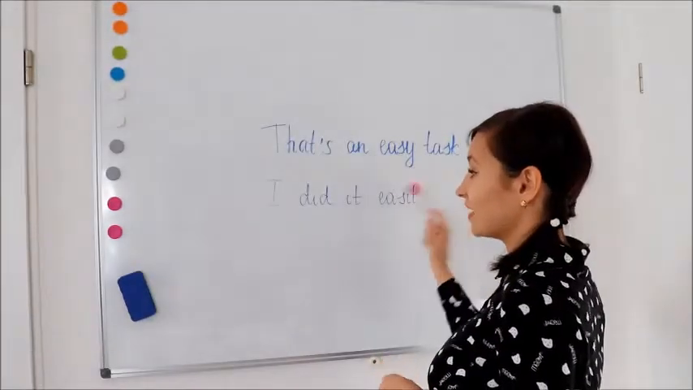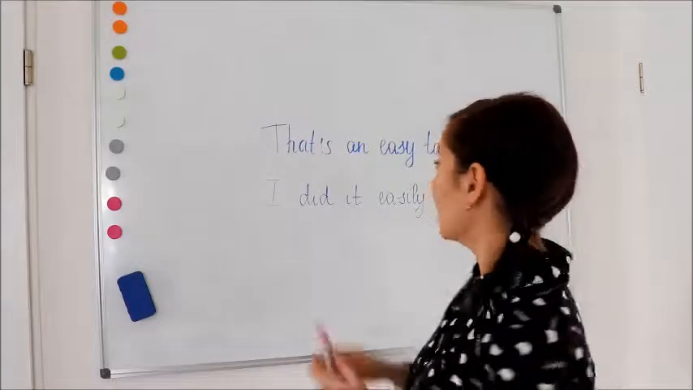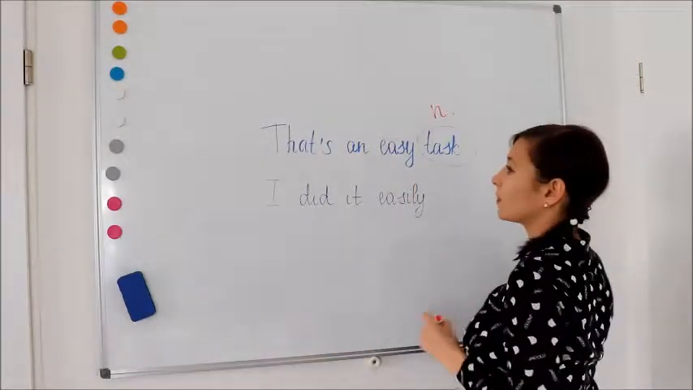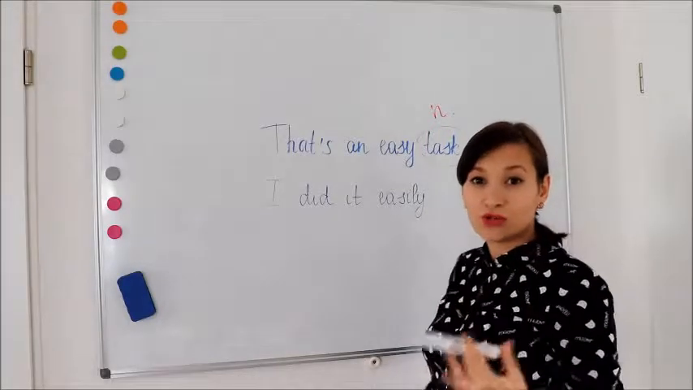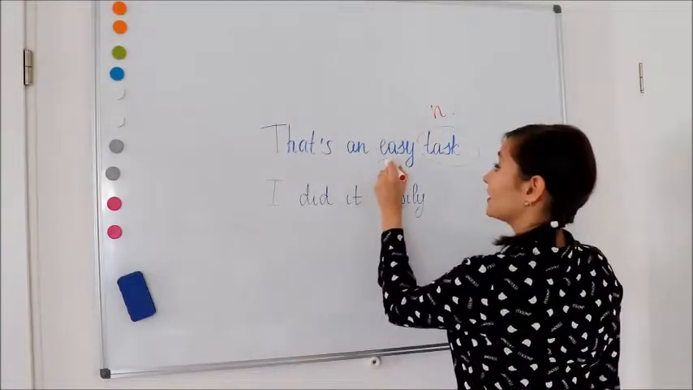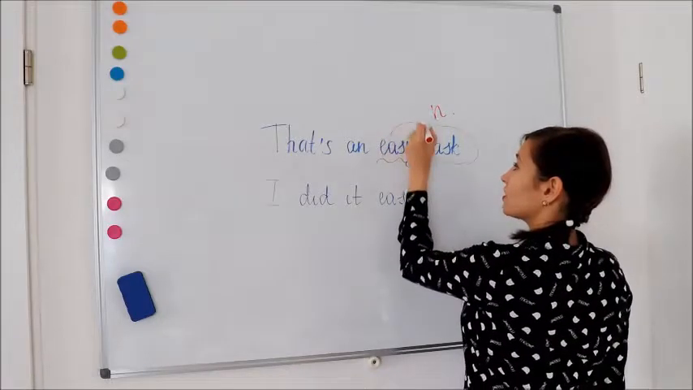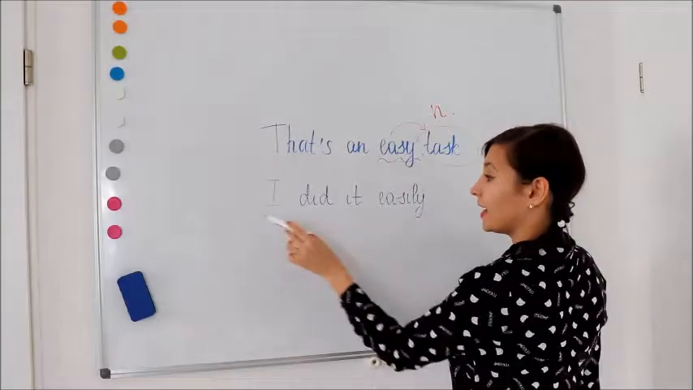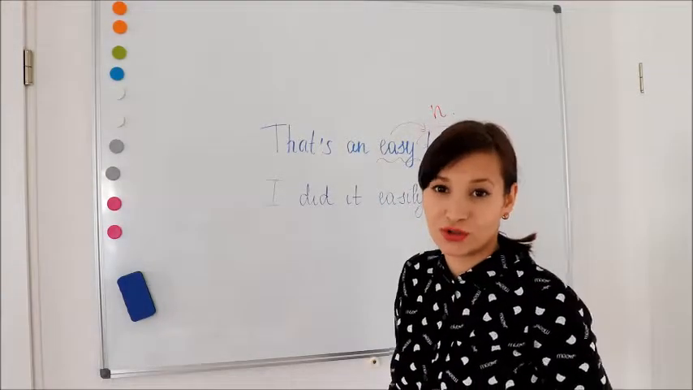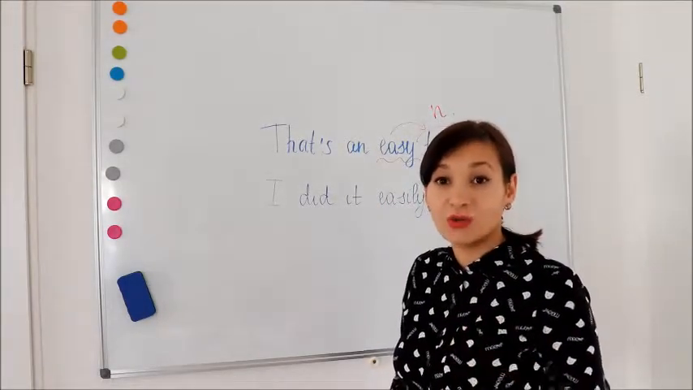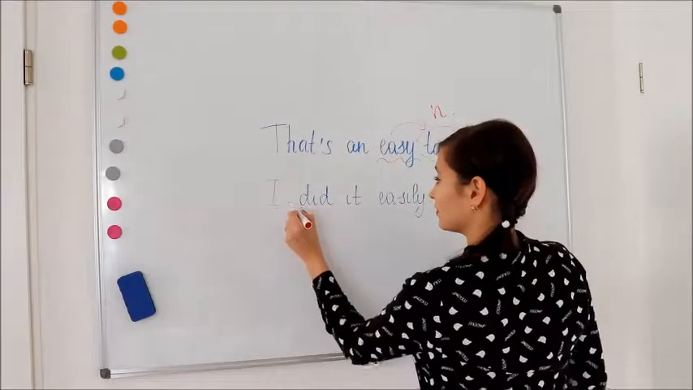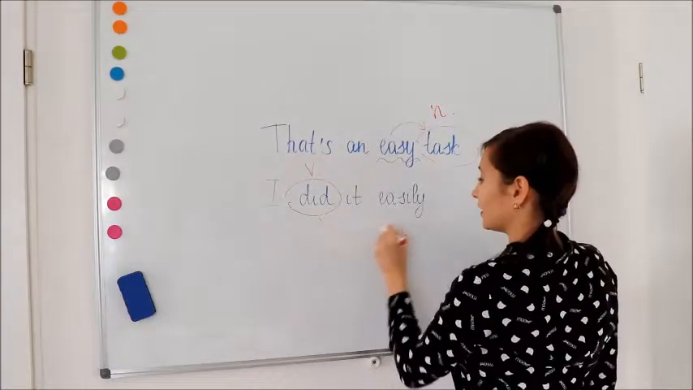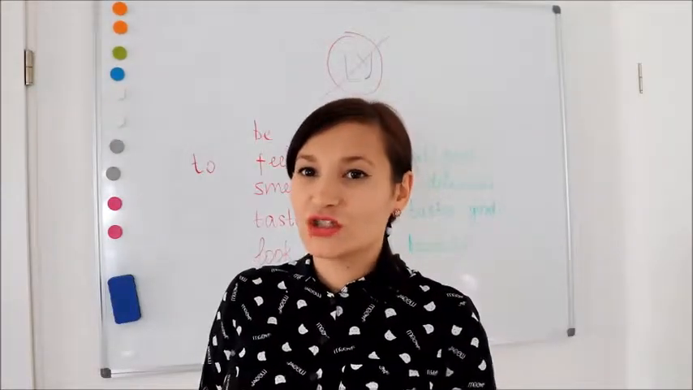Let's compare adjectives with adverbs. That's an easy task and I did it easily. In the first case, we're describing a noun. Here is the noun and I want to know what kind of task. That's an easy task. So these two words go together. The word easy describes the word task. I did it easily. I'm not trying to describe the task. I'm just trying to tell you how I did it. I did, here's the verb, I did it how? Easily.